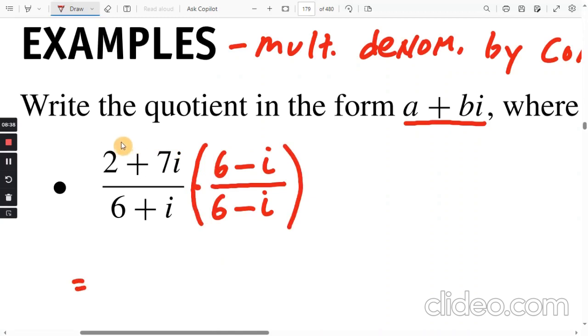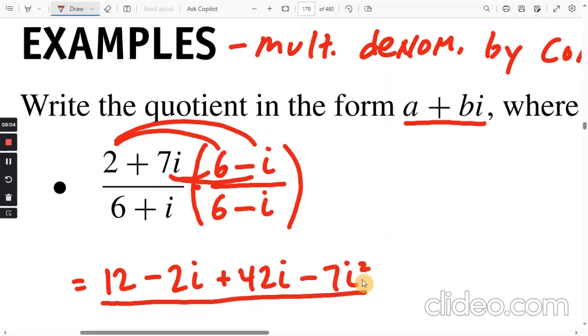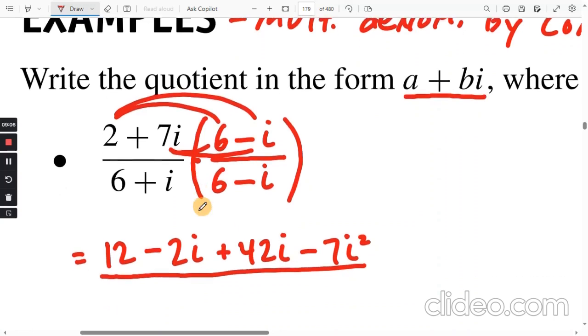So distributing: 2 times 6, that's 12. 2 times negative i, that's negative 2i. 7i times 6, that's 42i. And 7i times negative i is negative 7i squared. On the bottom, the inner-outer terms should cancel.